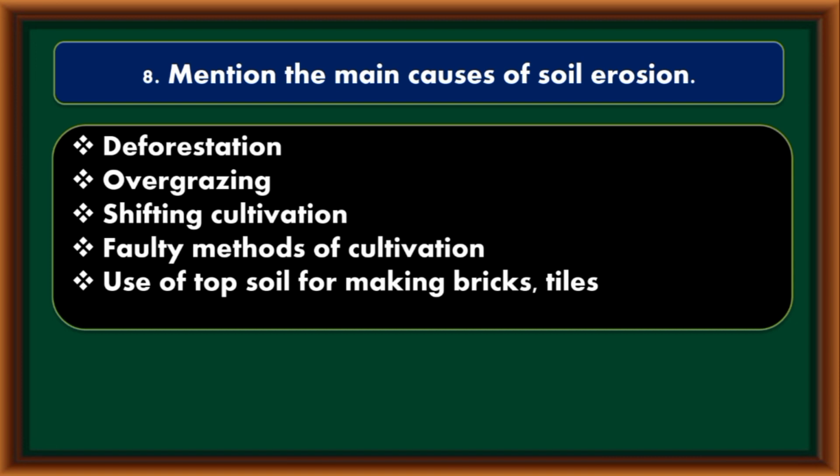Mention the main causes of soil erosion: deforestation, overgrazing, shifting cultivation, faulty methods of cultivation, use of topsoil for making bricks and tiles.